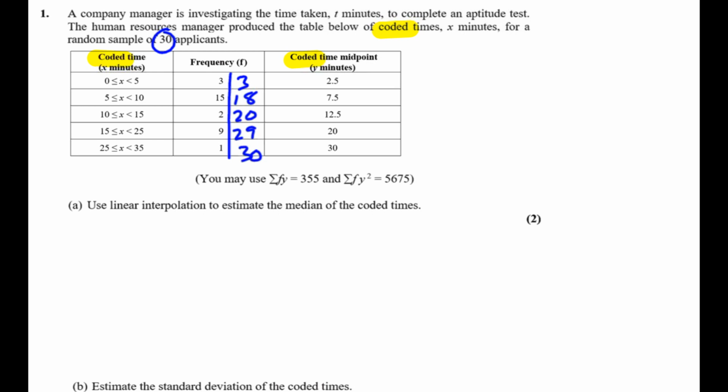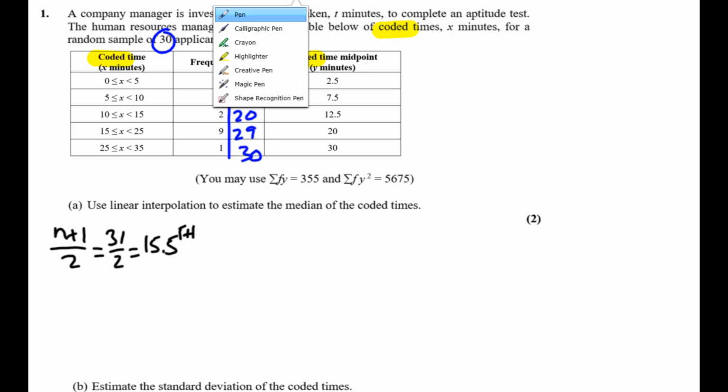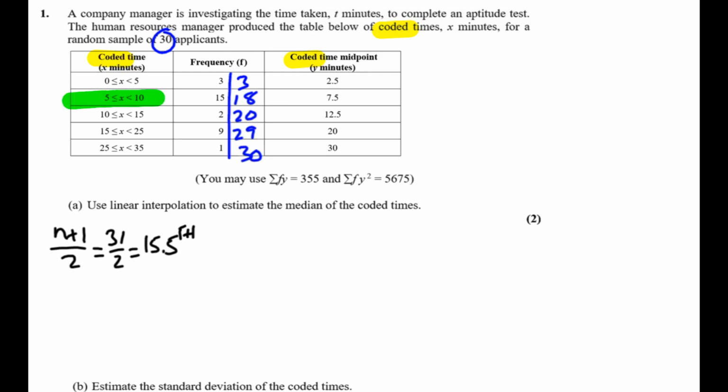Firstly, where am I looking for the median? So what position am I going to look in? 31 divided by 2. The 15.5 value. All right, which interval is that going to be in? The first interval ends on the 3rd value. The second interval ends on the 18th value. So I must have gone past the 15.5. It's going to be in that second interval. It's going to be in here.